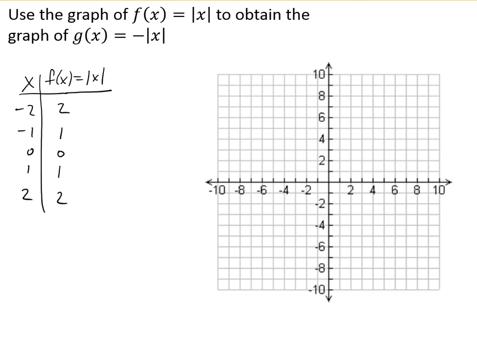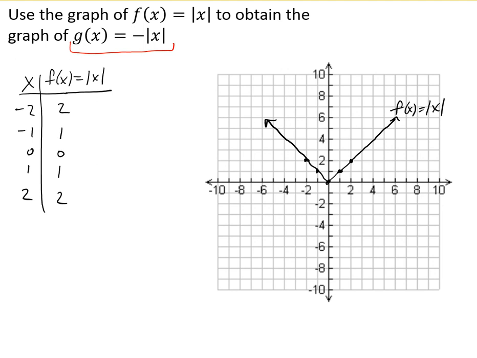So we're going to see this V shape emerge with the tip of the V right there at the origin. So this is our graph of f of x, which is our common absolute value function. And we're going to use that to help us graph g of x, which is negative absolute value of x.